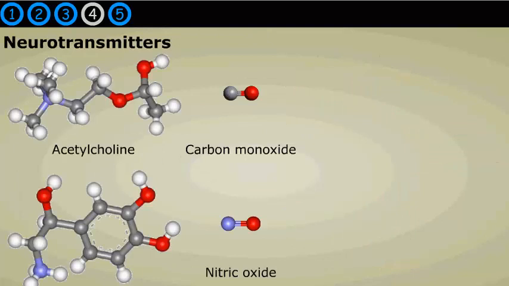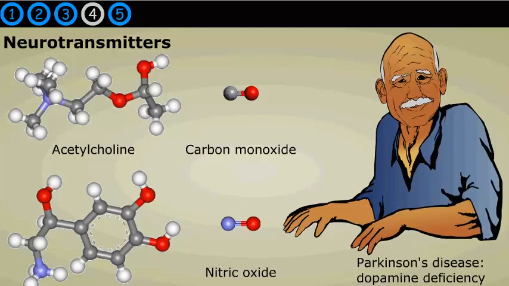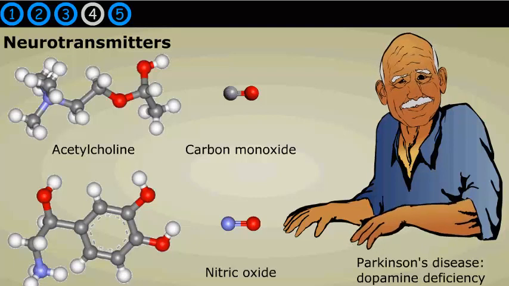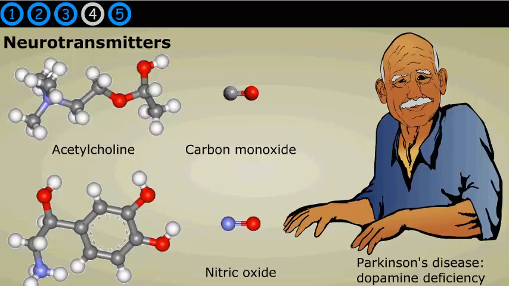Neurotransmitters tend to be small molecules. Around 30 different types of neurotransmitters have been identified. They include the chemicals carbon monoxide and nitric oxide, as well as amino acid-based molecules like acetylcholine and norepinephrine. A deficiency of the neurotransmitter dopamine is seen in Parkinson's disease as cells that produce dopamine die. This disease is marked by tremors, rigidity, and an unstable posture.